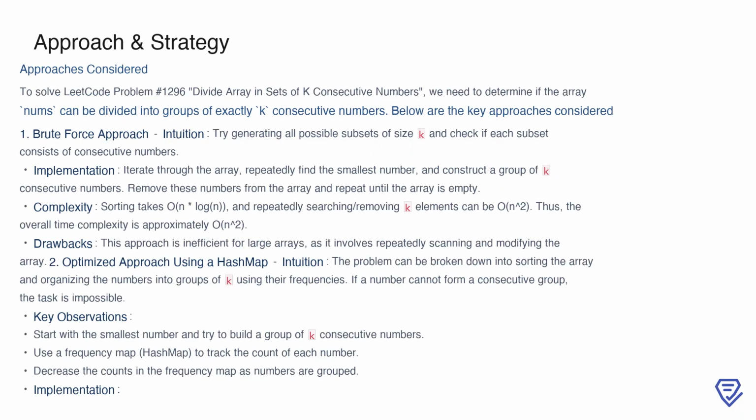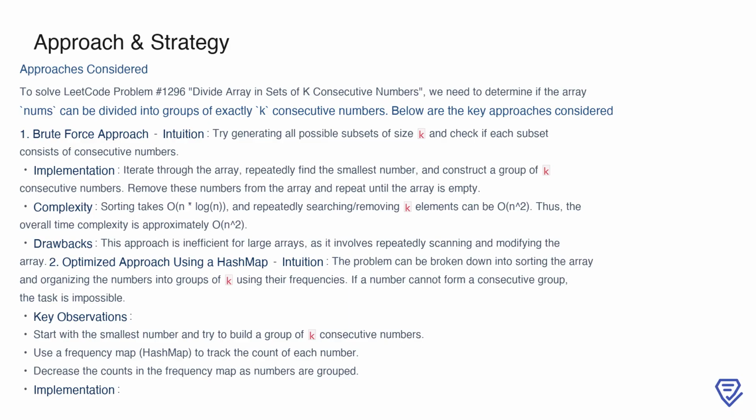To solve the problem of dividing an array into sets of k consecutive numbers, we explored several approaches. The first is the brute force method. The intuition here is to repeatedly generate subsets of size k and check if each subset contains consecutive numbers. To implement this, we would sort the array, find the smallest number, and try to construct a group of k consecutive numbers one by one, removing those numbers from the array as we go. While this approach is straightforward, its complexity is a major drawback.